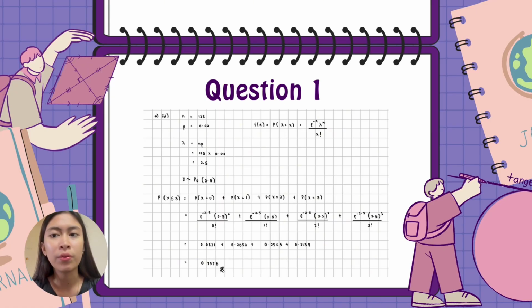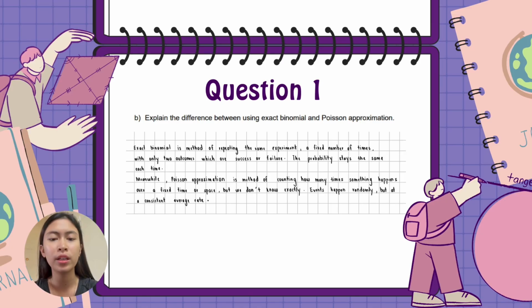We want the probability of at most 3 defects, which means P(X ≤ 3). This means we add the probabilities of P(0), P(1), P(2) and P(3) together. Using the Poisson formula for each probability, we get 0.0821, 0.2052, 0.2565 and 0.2138 respectively. We add them together and we get the answer of 0.7576.